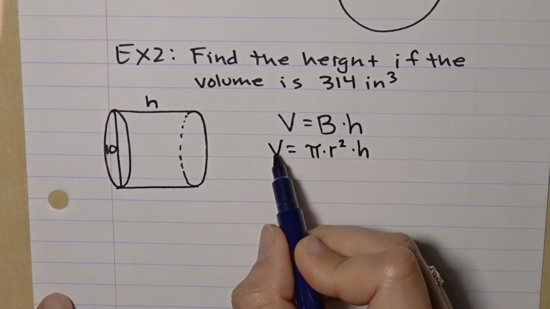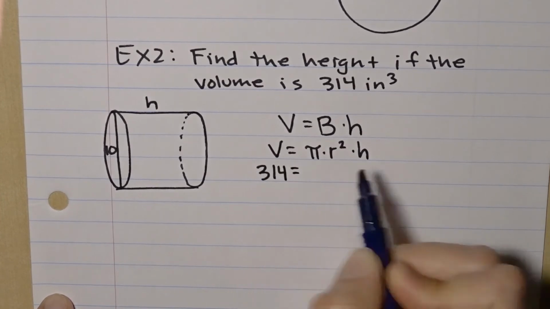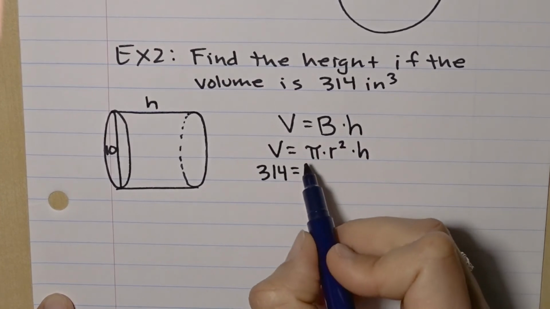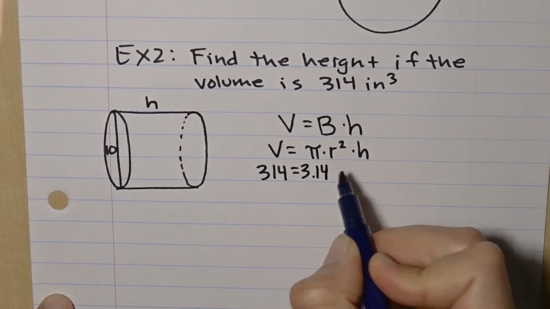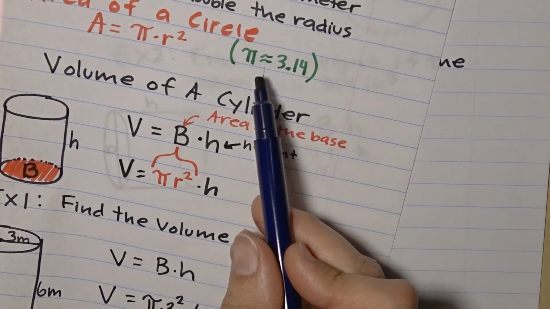So V, I already know. It's 314. So I'm going to plug that in. They gave that to me. Pi, I know, is 3.14. I gave that to you before the first example, right here. We're going to use that approximation.